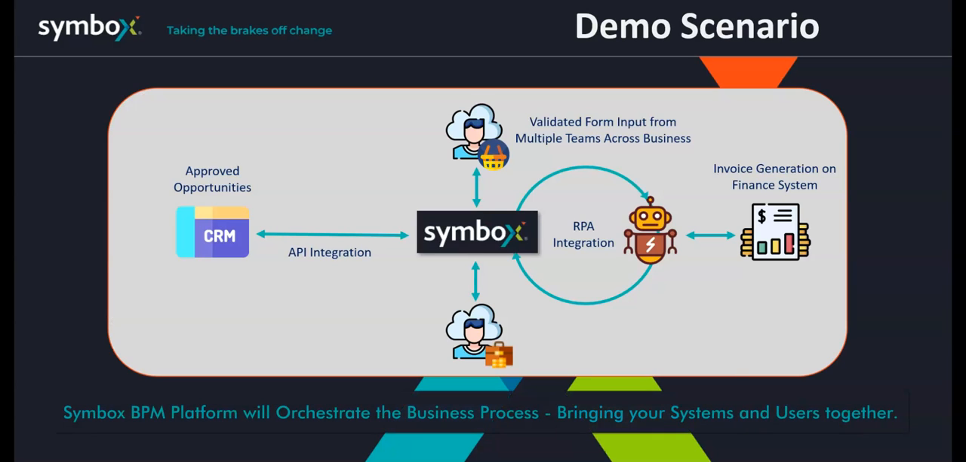So this demo scenario starts off at the CRM where the sales team and the customer have agreed and want to proceed with the order. Symbox will integrate via API into the CRM to retrieve those approved opportunities. Then we'll create a customer onboarding workflow instance for each one of those opportunities, present validated forms to relevant teams in order to input further details.